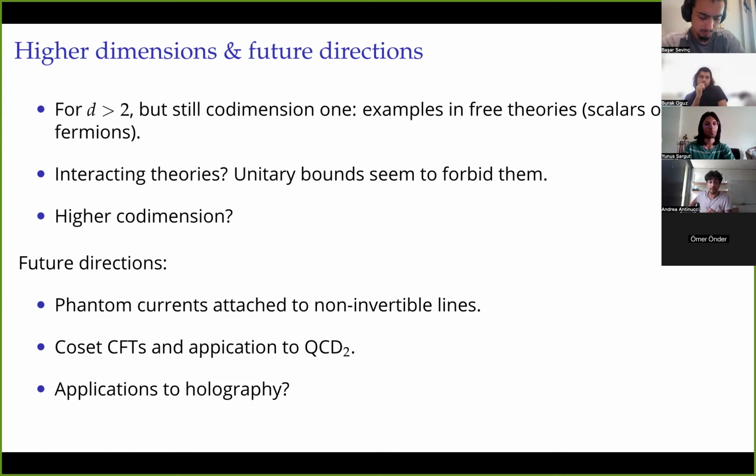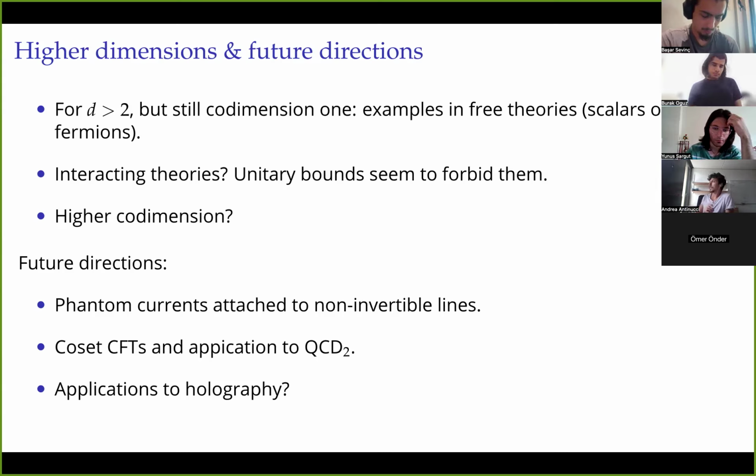And you can also ask for higher codimension objects. I only focused on interfaces, but you can ask, for instance, whether this mechanism can also allow us to predict the existence of a conformal manifold of line defects in three-dimensional CFTs. This would be really great. Here, strictly speaking, there is no no-go theorem, but we have to refine a bit the principle that we use.